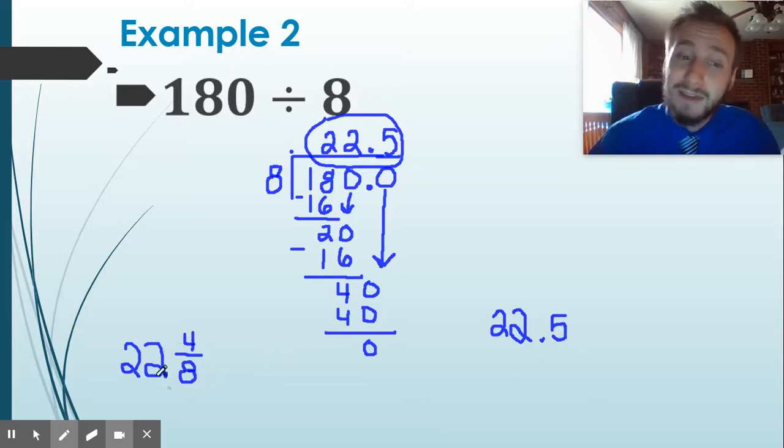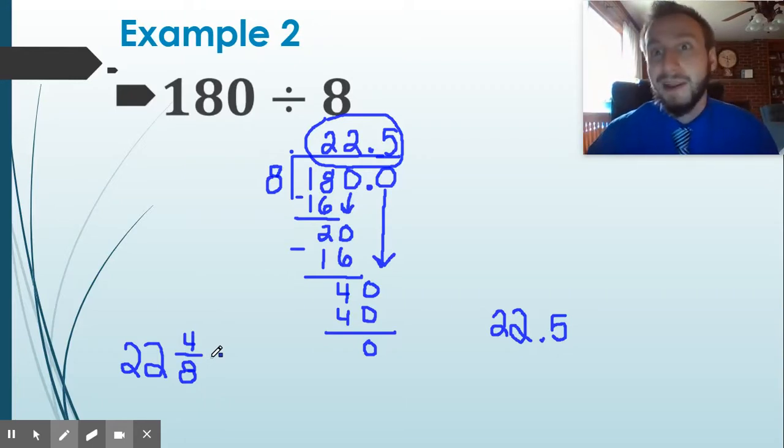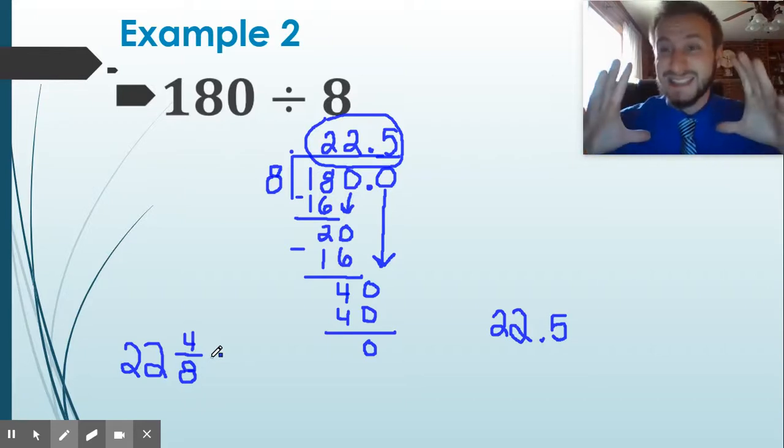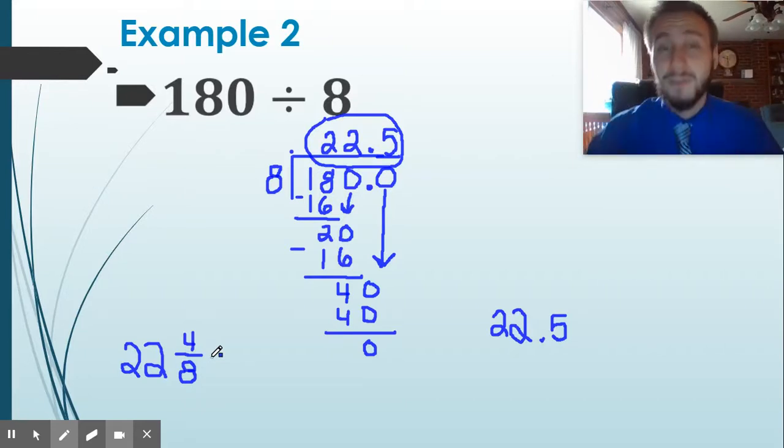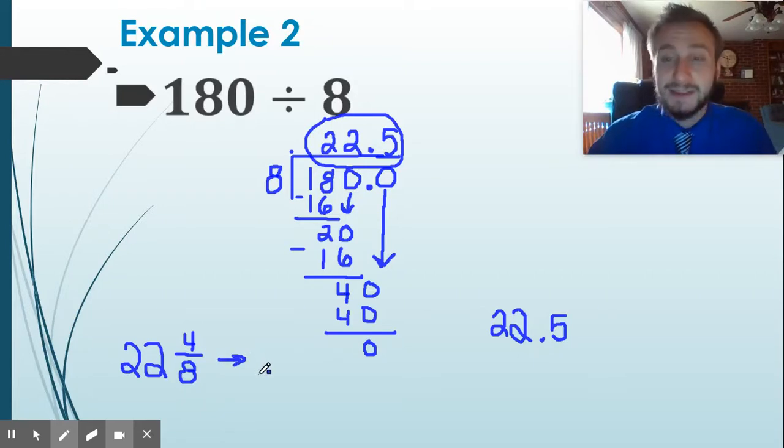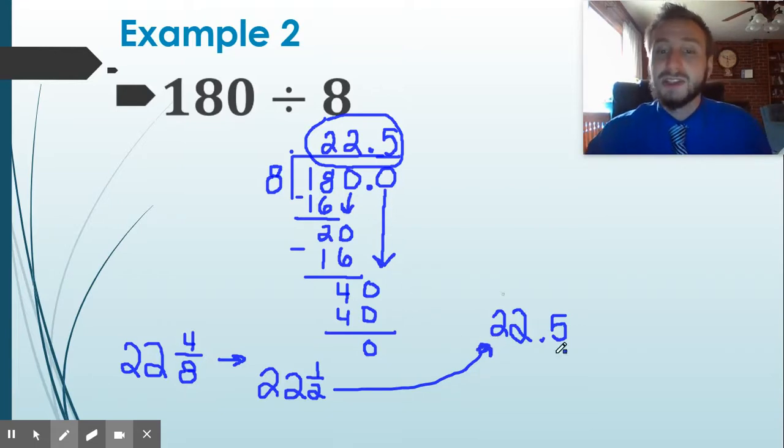You can even simplify this fraction. Let's think about this in terms of like pie or cake or pizza. If I have 8 slices of pizza and I eat 4 of them, then technically I've eaten half of a pizza. So all 3 of these answers are the exact same. Pretty neat, huh? They're all related.